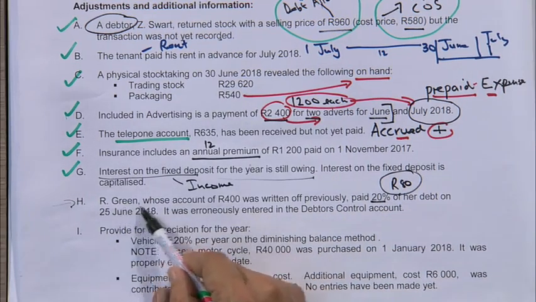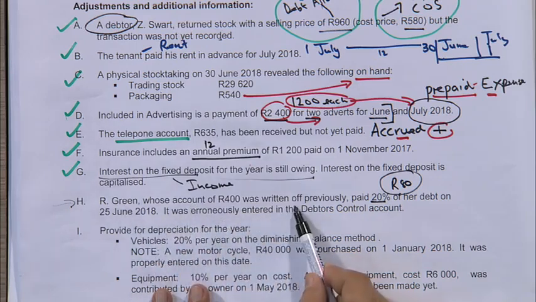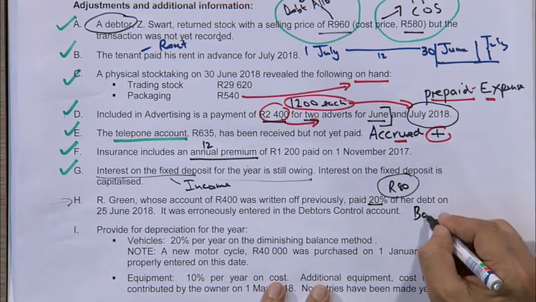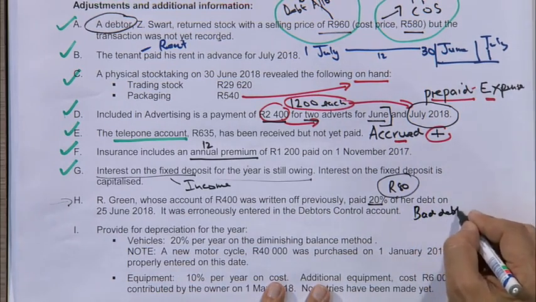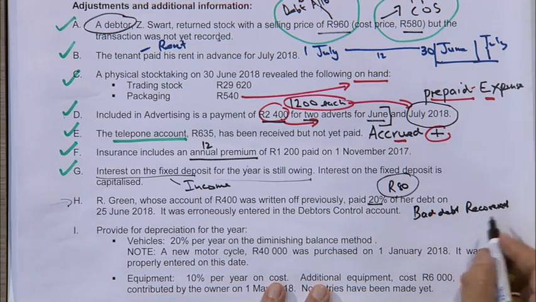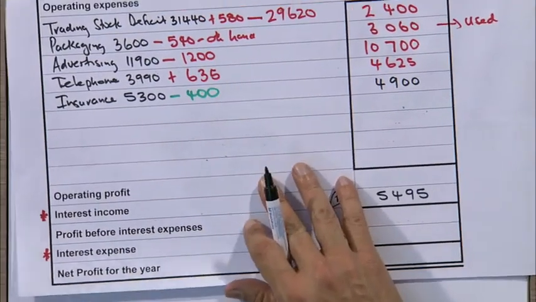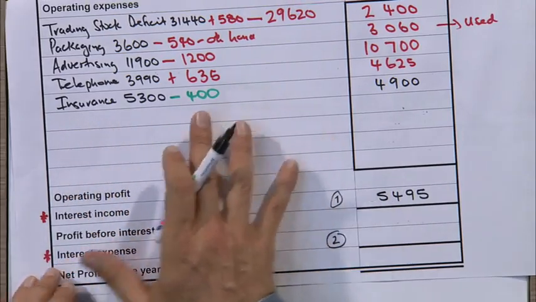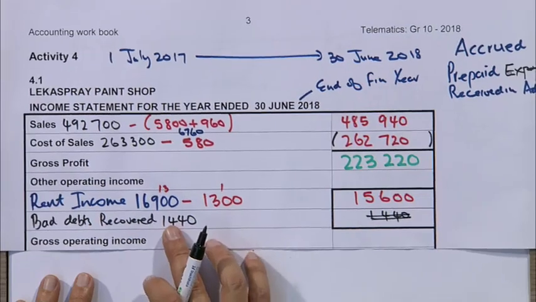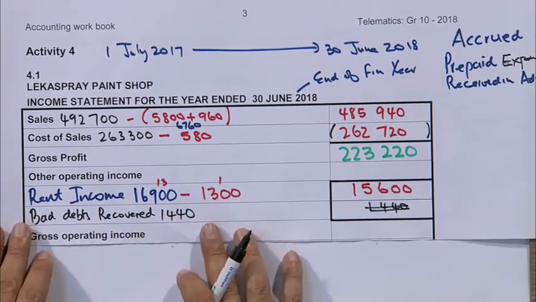If we wrote him off, and he comes back to pay, then we call it bad debts recovered. And that will be an income. So your bad debts recovered will be an income, which means it will not go over here. Okay? So let's have a look at how that will affect the bad debts recovered. That was the one where we jumped the gun a bit, where we thought there was no adjustment for bad debts recovered, and there actually was an adjustment for bad debts recovered.